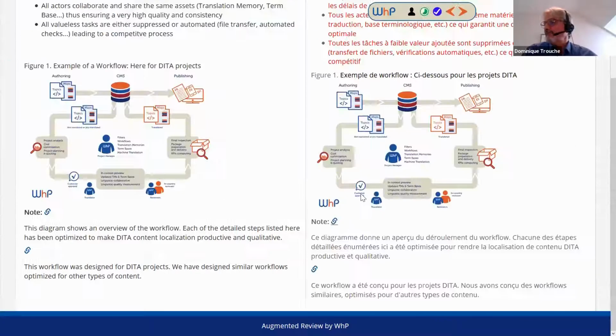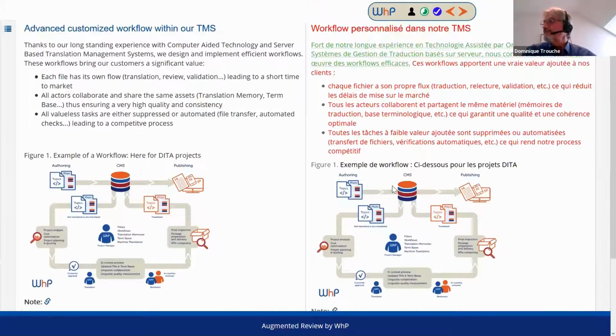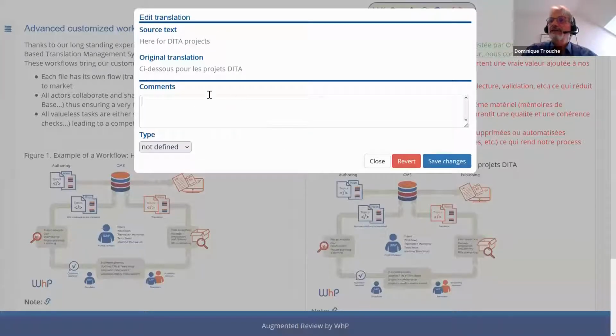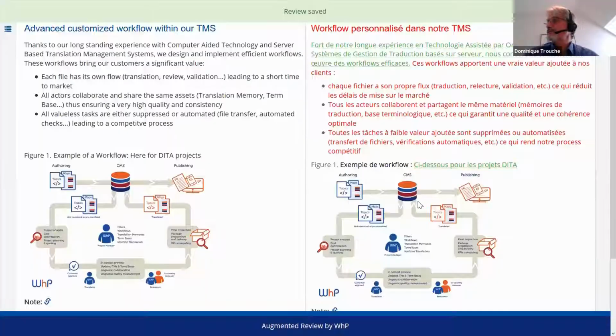I'm coming back to my thing. I forgot to mention that if I spot a mistake in a segment which was previously reviewed, I cannot modify the translation, but I can still notify the translator. If there's a spelling mistake, for instance, that it should take care of, I say save changes, and it's going to flow to the translator.